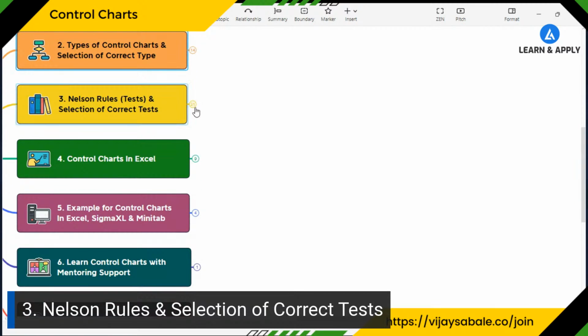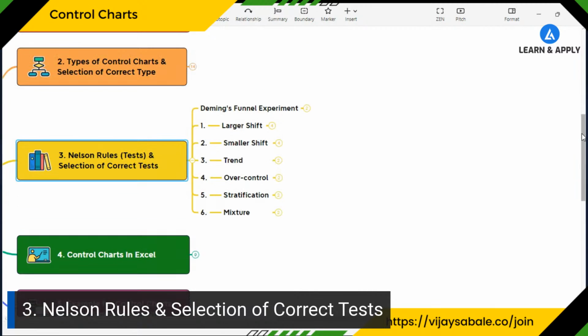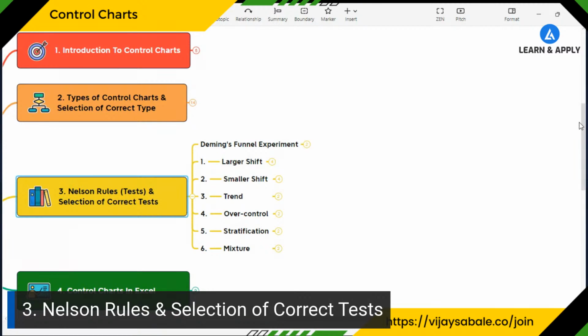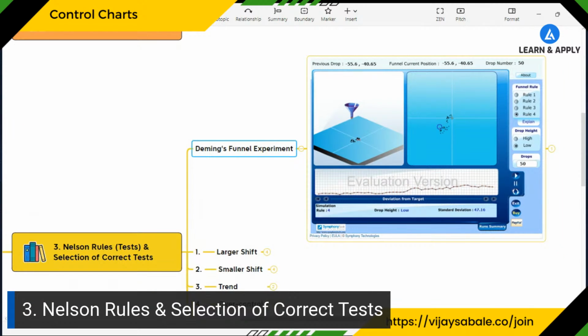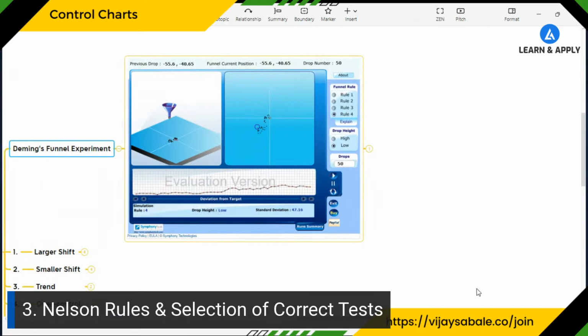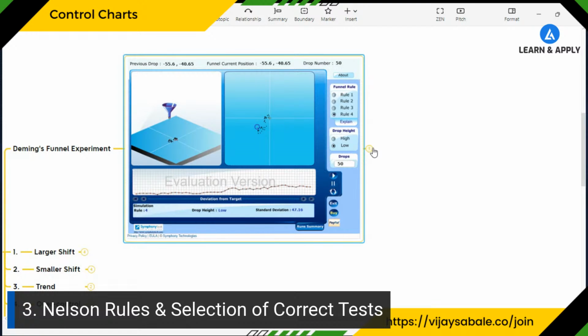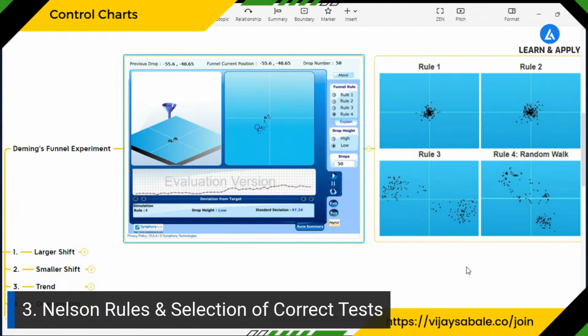Now, before going to the Nielsen rules, we need to understand Deming's funnel experiment. I've explained this in great detail in my training, and Deming's funnel experiment indicates that when we disturb the process when it is not required, that means there is no presence of a special cause, and still we are adjusting the process, then it is actually increasing the variation in the process. In other words, we must adjust the process only when it is needed. Otherwise, it is going to increase the variation in the process. And to study that in detail, we are going to take 4 important rules.